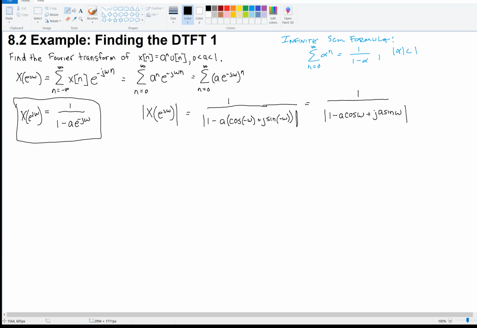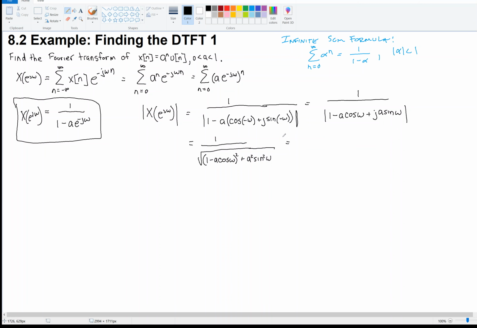I think that's correct. Okay, now we still haven't taken the magnitude yet. We've just been manipulating the denominator. Now we have it in rectangular form, so now I'm going to use Pythagoras. We have the real part and the imaginary part. So this now becomes 1 over the square root of the real part, 1 minus a cosine of omega, squared. That's the real part squared, plus then the imaginary part squared is a squared sine squared of omega, like that.